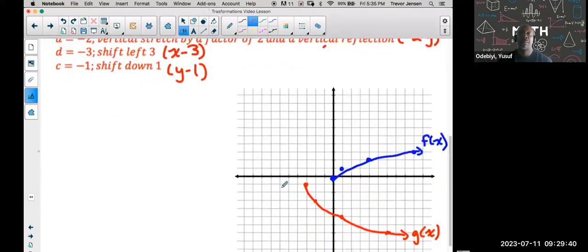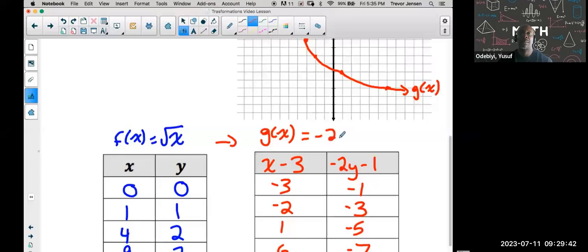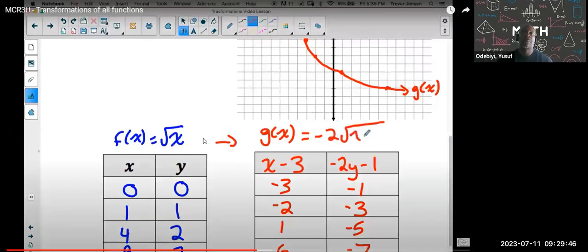So we will have g at x equals -2. Under the square root is x plus 3 and the c value off at the end, not under the square root, minus 1. Okay, you see that? You need to know how to write that. Okay, so this was the original here. And with the transformations that it was given up top, this is how the new equation looks.